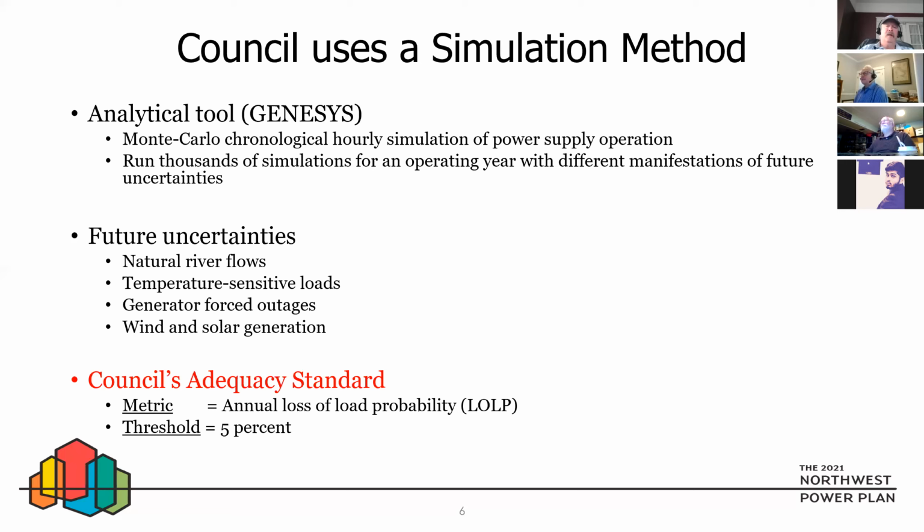Yes, but it's translated into different things. For example, I think PacifiCorp at one time, and I can't remember who else, were using the 2.4 hours per year. They were using the 1 day in 10 year LOLE and translating it into 2.4 hours per year. There are others like Puget Sound Energy who have adopted the 5% annual LOLP, like the council uses. So it's kind of all over the map.